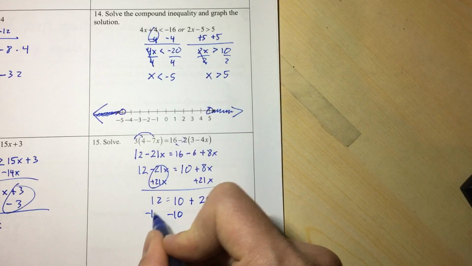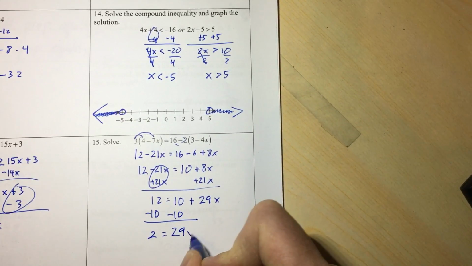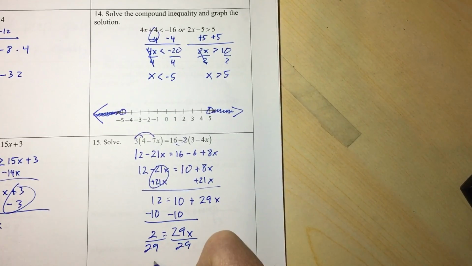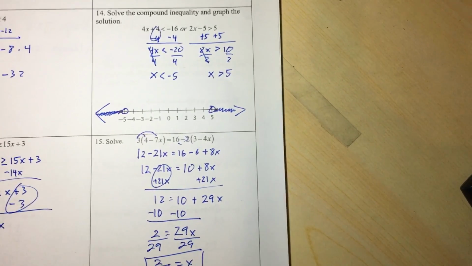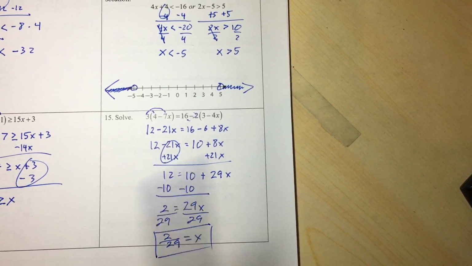Subtract 10 from both sides. And we have 2 equals 29x. Divide by 29. And our answer is 2 over 29 equals x. And it's okay to leave it as a fraction. You do not have to divide it. Leaving it as a fraction is fine with me.